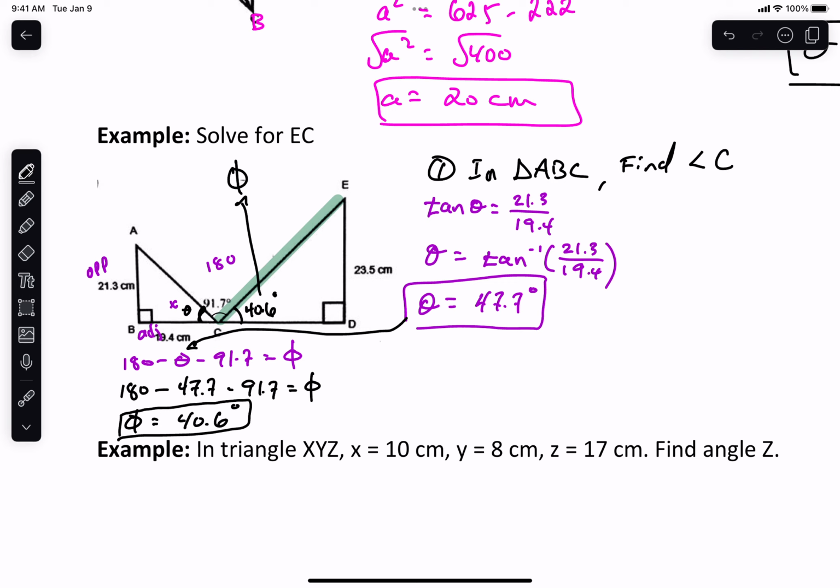Okay, I got one step left. The question asked me for side length EC, that green highlighted component. So if I stand at that 40.6 angle and look across, that's going to be opposite. I don't know anything about adjacent, but I don't really care about it because in the context of this question, it's not really asking me about it. I care about the green component, which is going to be the hypotenuse.